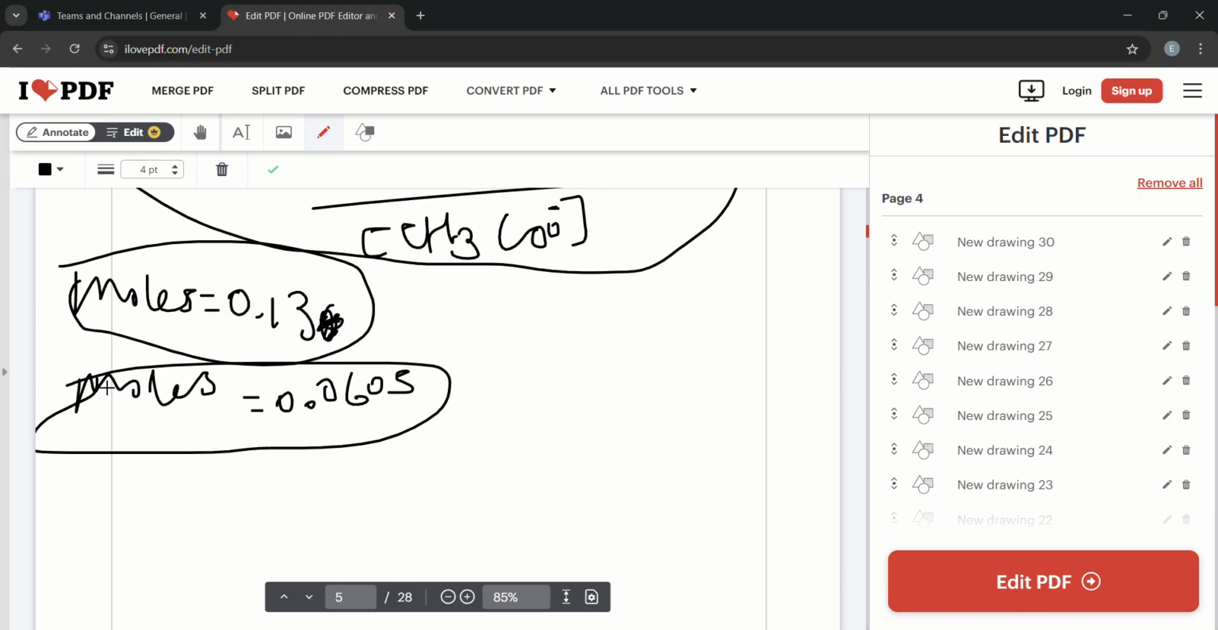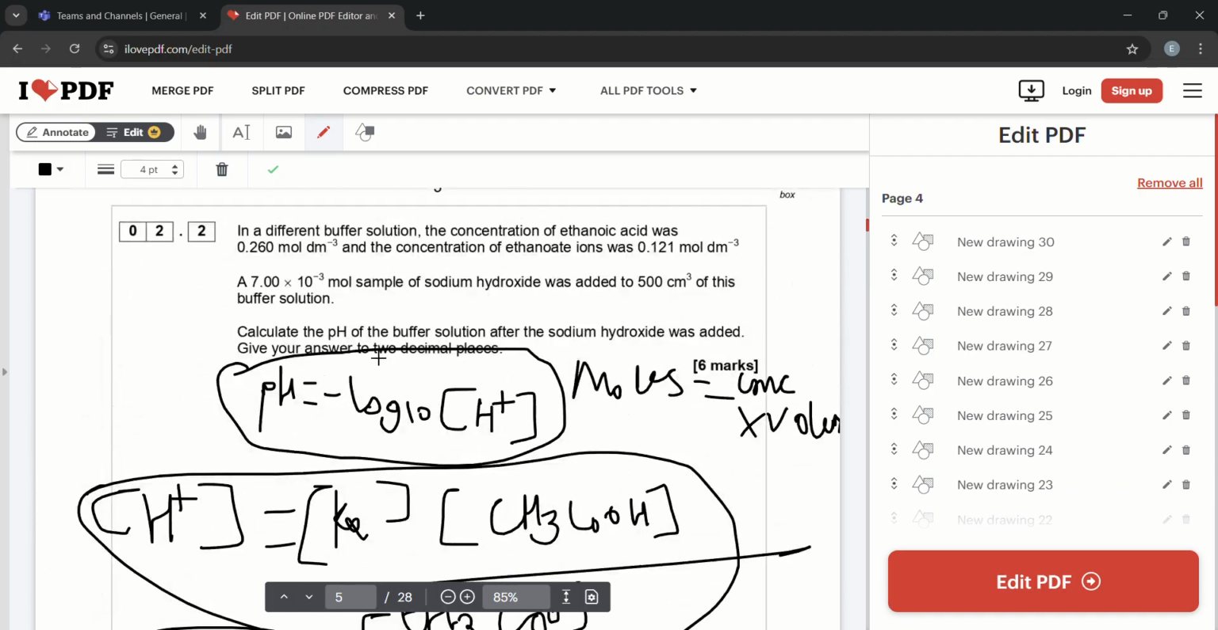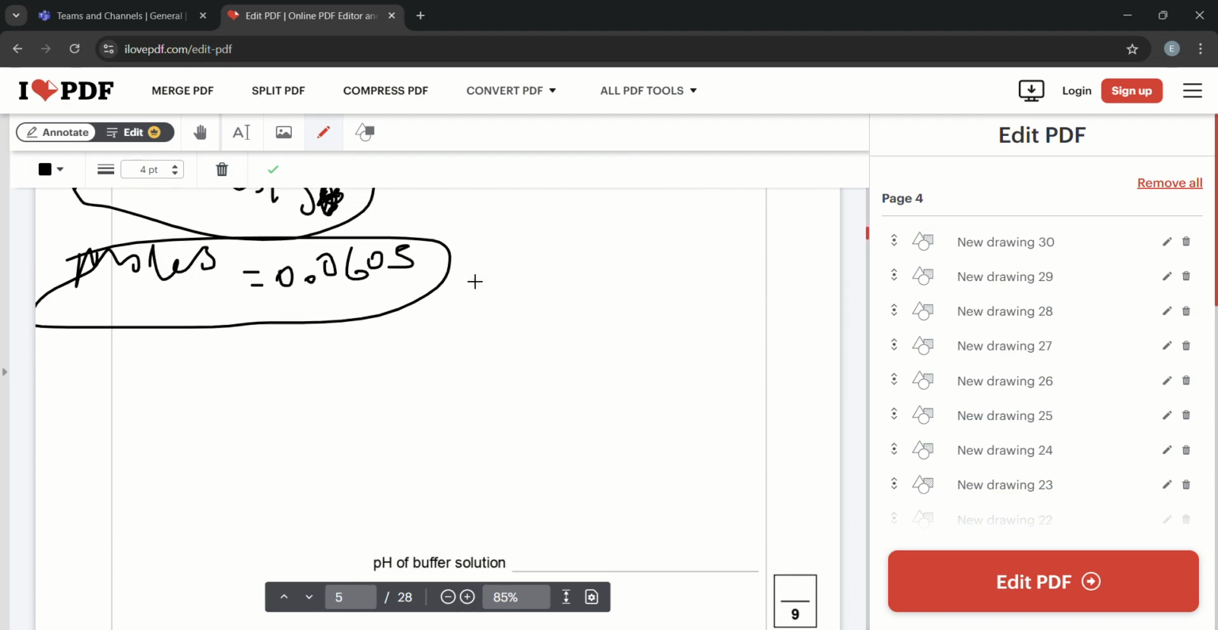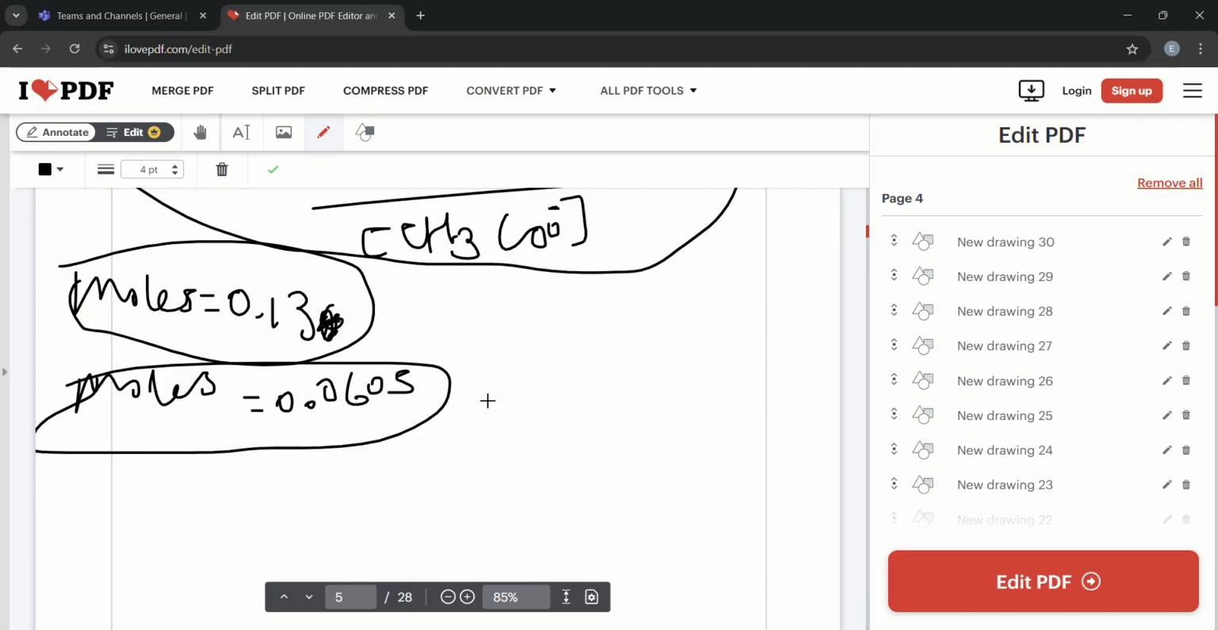So usually, before I even carry on, with these 6 markers, or questions worth more than 4 marks, the first step in these pH or buffer questions is you need to find out the moles. So even if you don't really understand what's going on, it's easy to get 1 mark, if not 2, by just calculating the moles.